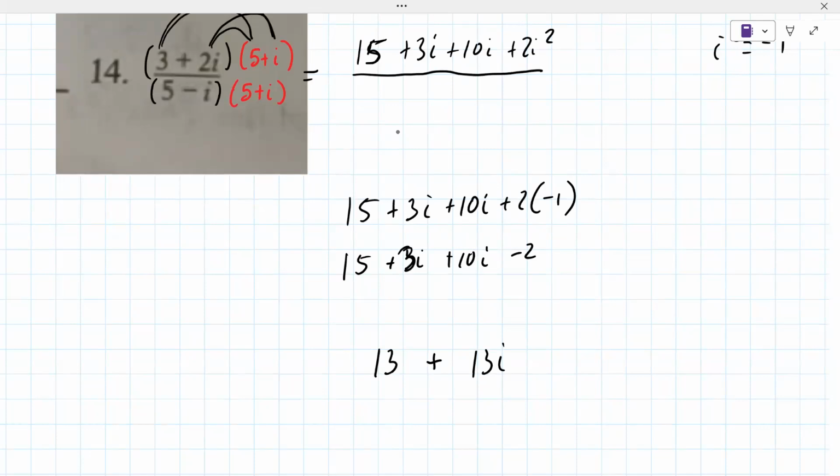Yep. Now on the bottom here, I want you to FOIL the bottom, 5 minus i times the 5 plus i. Could you FOIL that for us, please? First, 5.